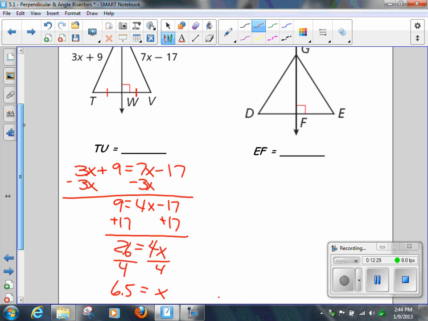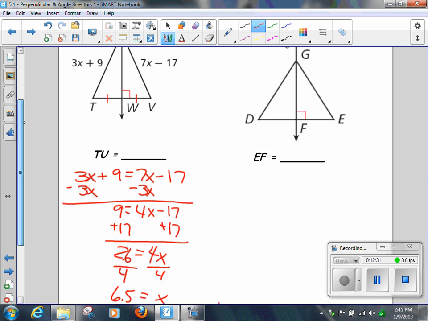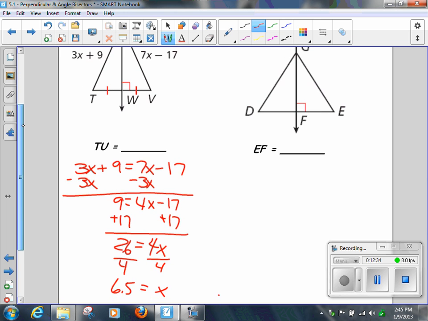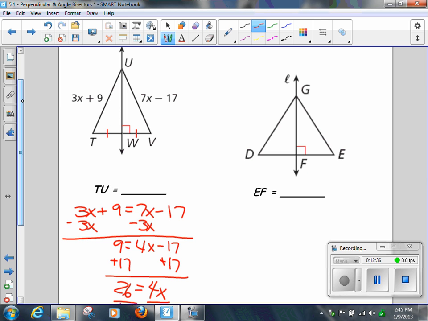So mine's TU. So we got to plug this value, 6.5, back in here. 3 times 6.5 is 19.5, plus 9, which is 28.5. You guys agree with that? How many of you had 28.5? Hands up. Very good.